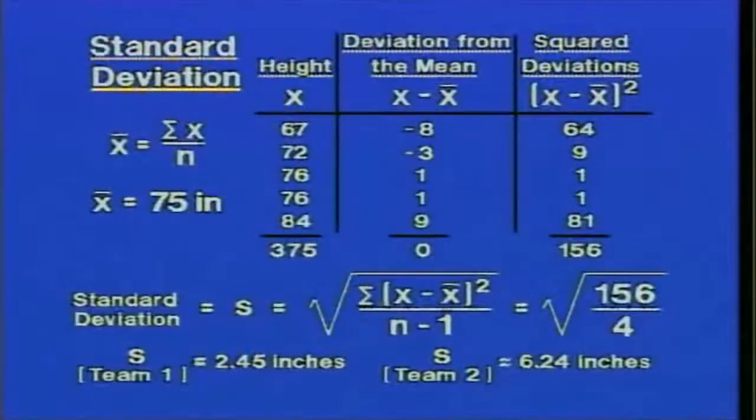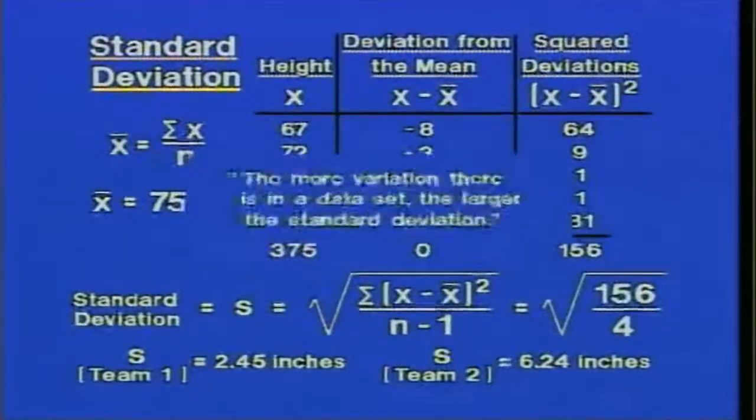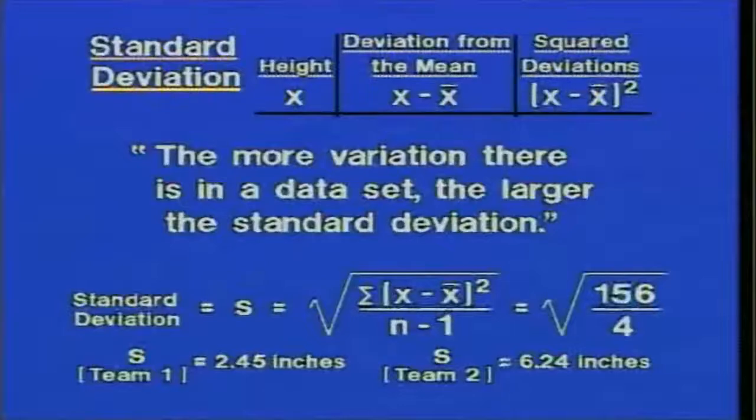And we're seeing a larger standard deviation for Team 2, which had a bigger range of values, you see, for those different heights. And in general, we can say this, that the more variation there is in a data set, the larger the standard deviation. That's just a simple truism having to do with statistics.